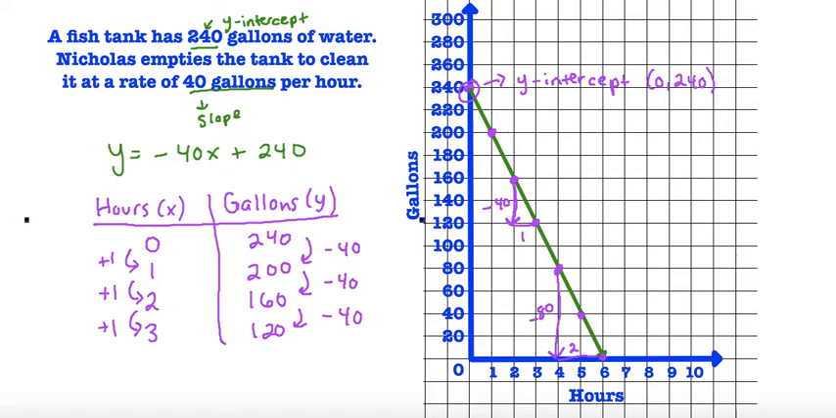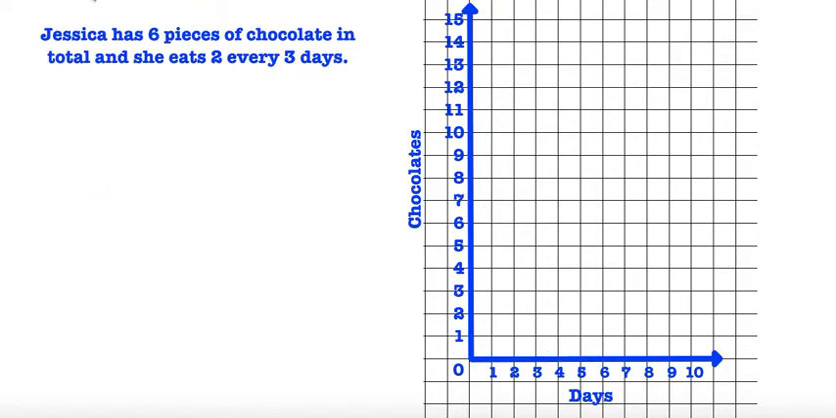And that's it. So here we have another example. Jessica has 6 pieces of chocolate in total, and she eats 2 every 3 days. So if she has 6 pieces of chocolate, that's how many she started off with. So that's our y-intercept. And then if she eats 2 every 3 days, that's the rate that she eats it at. So this is our slope.